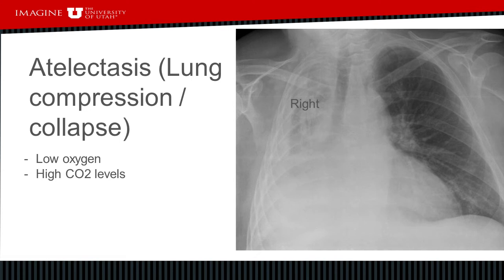And that's what this X-ray shows here. You can see that on the patient's right side, it's completely whited out, and the trachea is actually deviated towards that side, and that lung is completely collapsed. Now, what you might see in a patient is that they'll have low oxygen levels, and they'll also have high carbon dioxide levels, and they can have shortness of breath and respiratory distress.